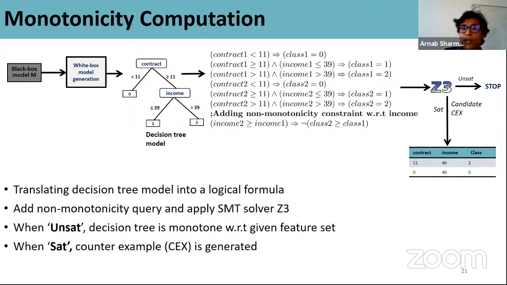For this example, the SMT solver will definitely give us a counterexample. And as I said before, we are computing the monotonicity on the decision tree, which is not the original black box, or which is not the model under test. So we call this counterexample a candidate counterexample.